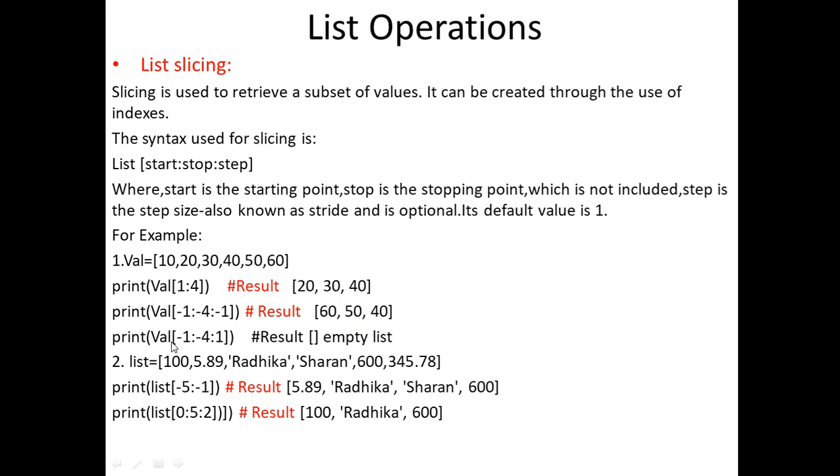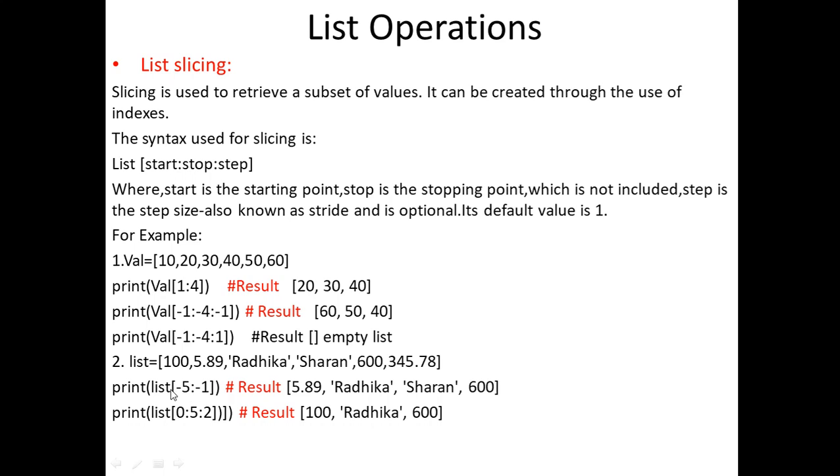The next example also shows -1 to -4 with step 1. So this will return an empty list. Why? You have started with -1 till -4, but the step value you have written is 1. So no such movement is possible. That is why an empty list is returned as a result. The second example is a combination of all kinds of list items: float, integer, string, etc. And here the name of the list is list.